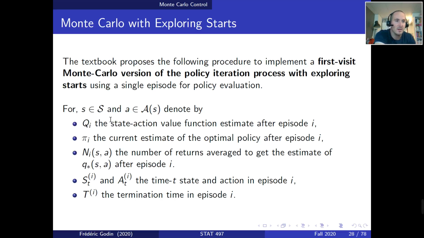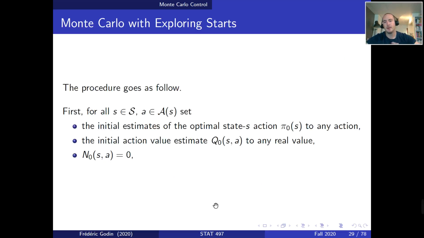So Q_i is our estimate of the action value function. S_t^i and A_t^i are respectively the state and action encountered at time t in episode i, and T_i is the termination time in episode i. We're only going to consider episodic tasks here, which are certain to terminate at some point. So the Monte Carlo algorithm we just promised one slide ago goes as follows.